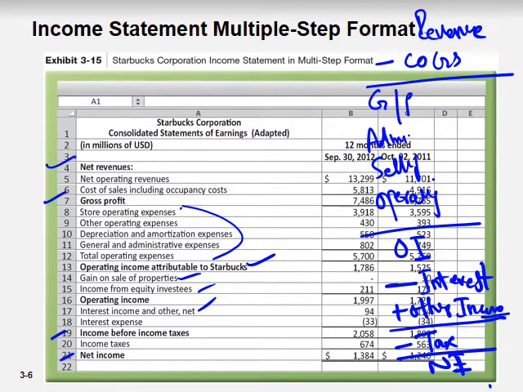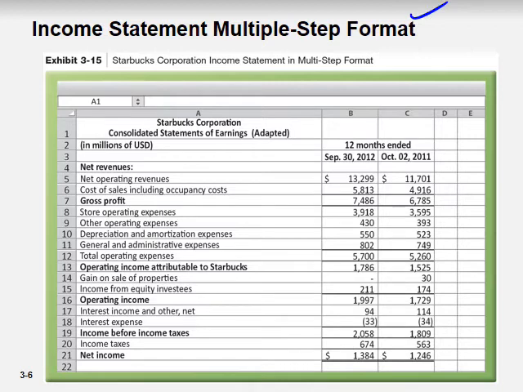The beauty of multi-step format, the question that should pop in your mind is what is the need for this multi-step process? By doing the multi-step process, you basically understand the segregation of the different kinds of profits, right? What is the gross profit, what is the operating income, and what is the net income. So basically you find out three kinds of profits or margins in the income statement: gross profit margin, operating income, and net income.